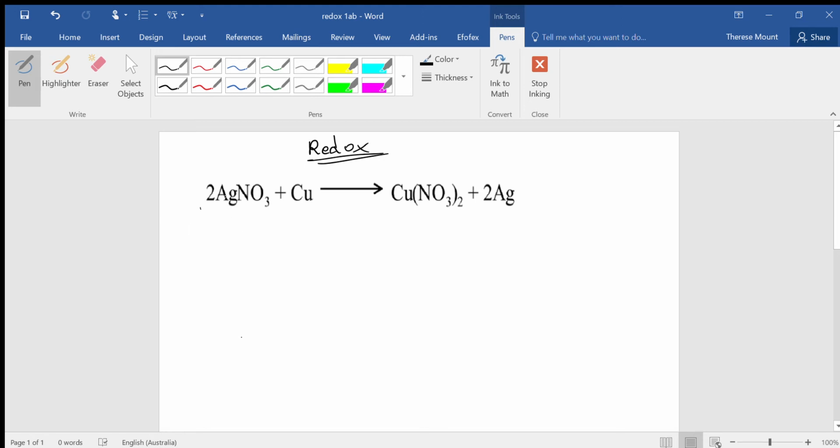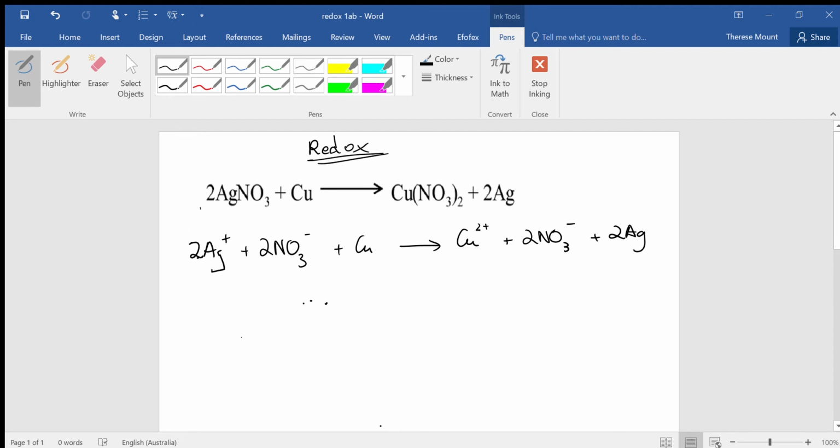Alright, so if I was to split up this ionic compound, what would I get here? Well, I would get 2 silver ions, and I'd get 2 nitrate ions, and I've got my copper metal there. And if I split up this ionic compound, I'd have my copper 2+, and I'd have my 2 nitrate ions, and then I'd have my silver metal.